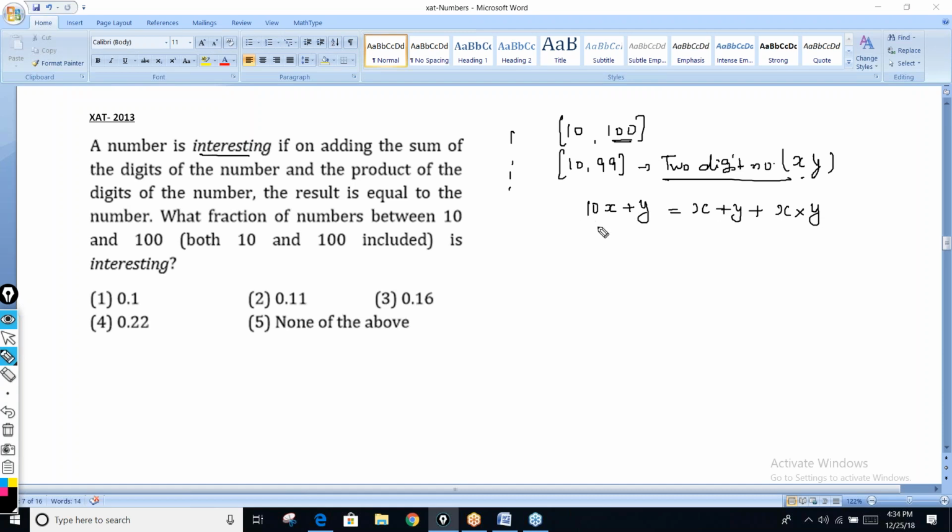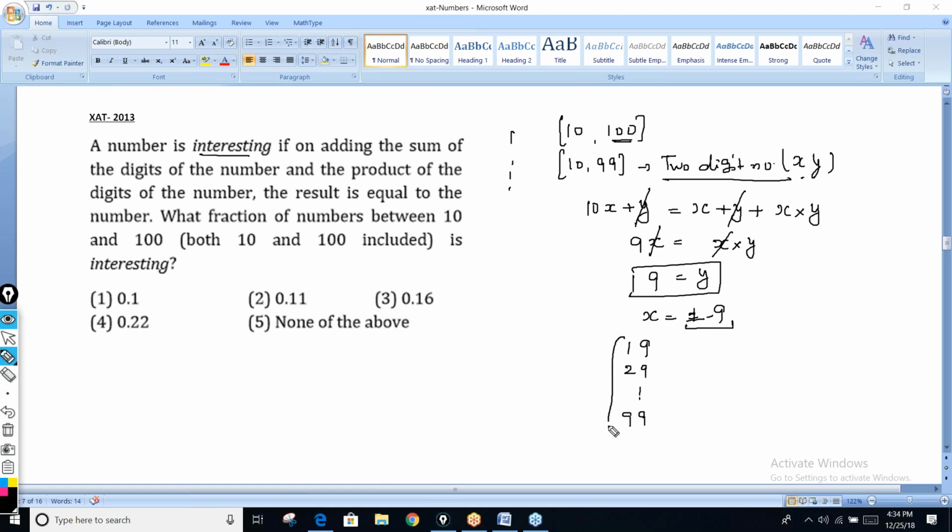That is equal to 10x plus y. But y is cancelled, so it comes out to be 9x is equal to x into y. x is again cancelled, so y should be 9. If y is 9, and obviously it is a two-digit number, so x can take all the values from 1 till 9, x cannot be 0. So how many two-digit numbers are possible? 9 two-digit numbers are possible in this scenario.